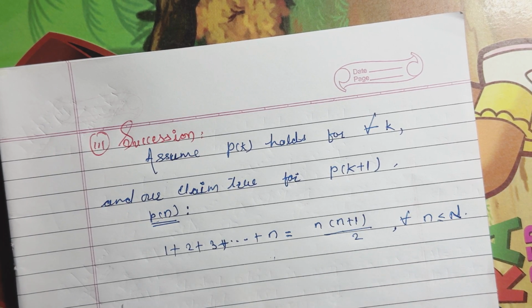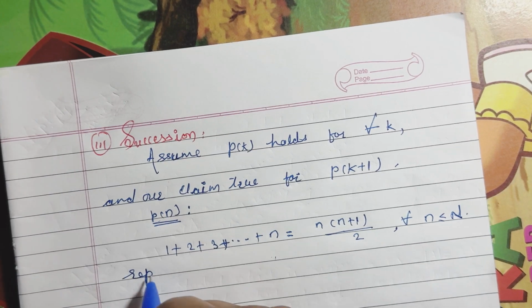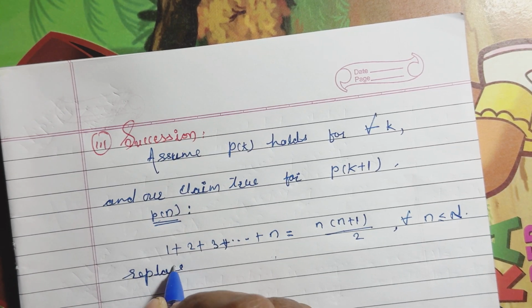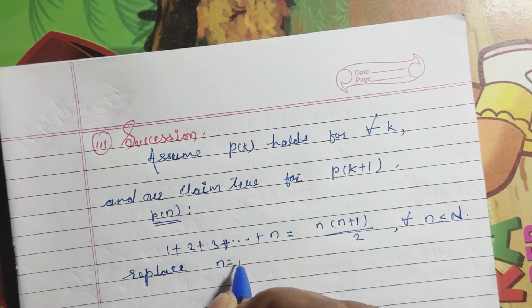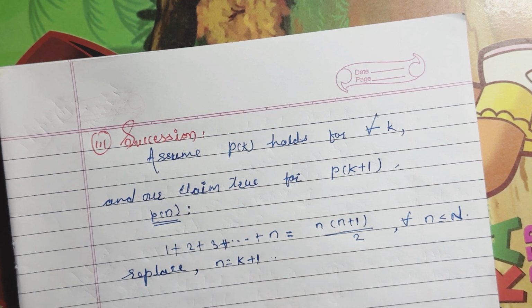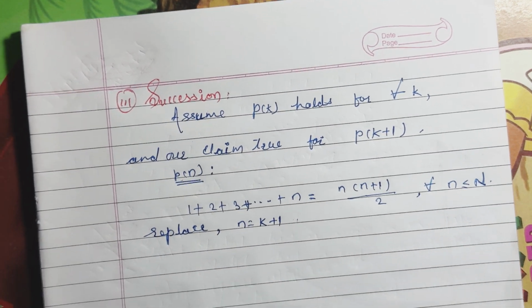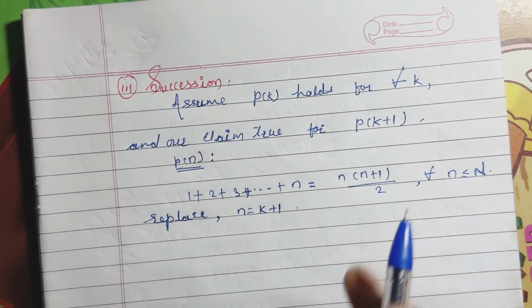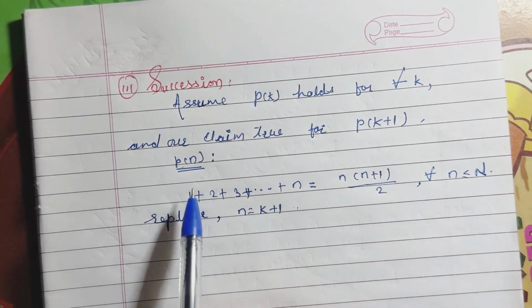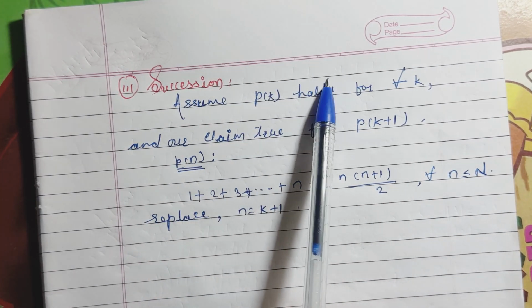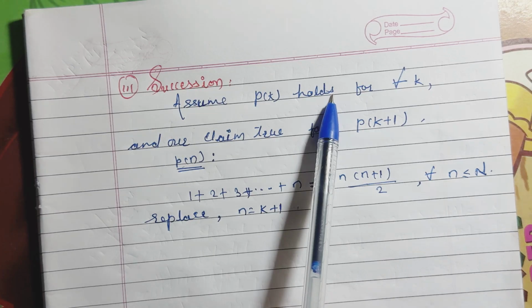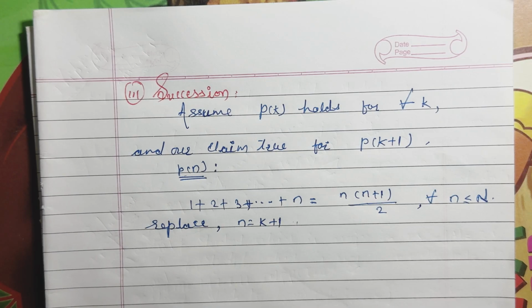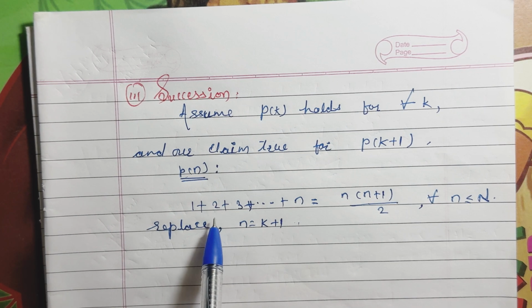So instead of n, replace n with k plus 1. What we are doing is replacing n as k plus 1. Wherever you get n, replace it everywhere with k plus 1 in our given statement.